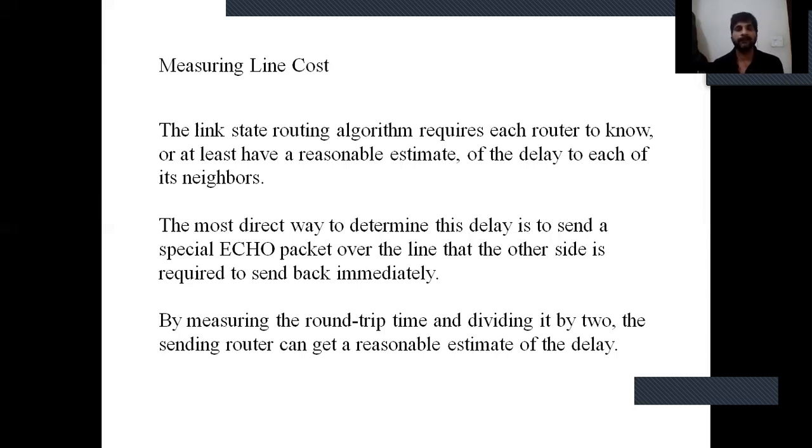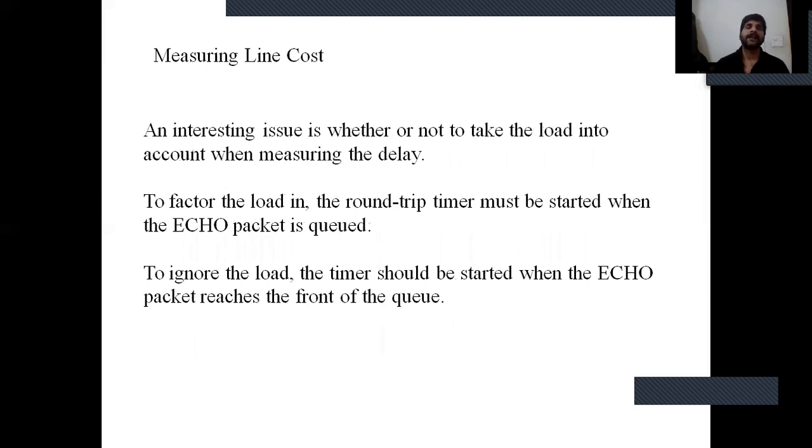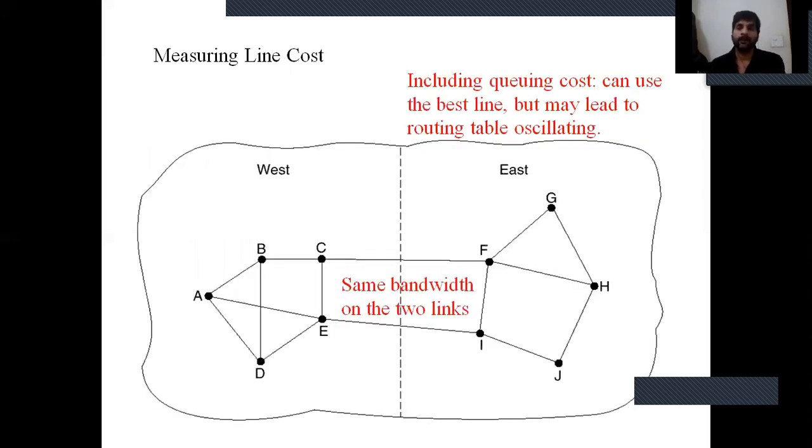In measuring line cost, an interesting issue is whether or not to take the load into account when measuring the delay. To factor the load in, the round trip timer must be started when the echo packet is queued. To ignore the load, the timer should be started when the echo packet reaches the front of the queue. Including queue cost can be a baseline, but may lead to routing table oscillation.